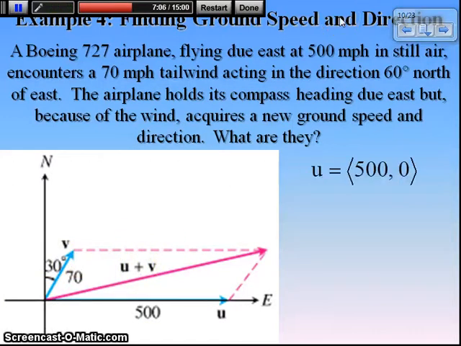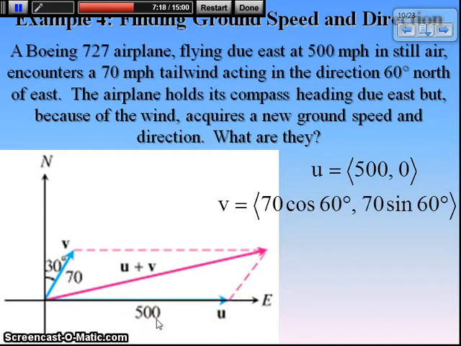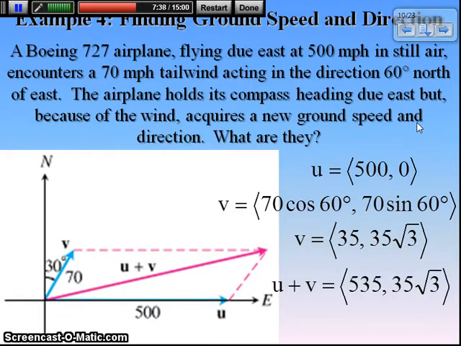Well, we'll start with the airplane. That's easy. We're going due east, which if you look at due east here, you know that's at 0 degrees or 0 radians. And we know it's at 500 miles per hour. The wind is at 70 miles per hour, and it's acting at an angle measure of 60 degrees. And remember, just a slide or two back, r cosine theta, r sine theta. Now we know that cosine of 60 is 1/2, sine of 60 is radical 3 over 2, so we simplify that, and then we add our 2 vectors together.